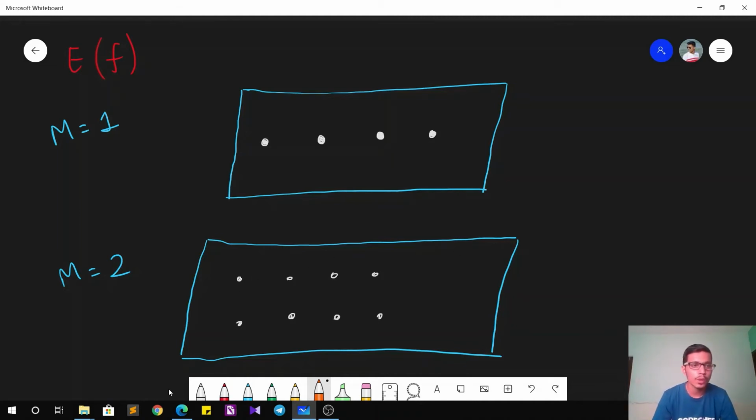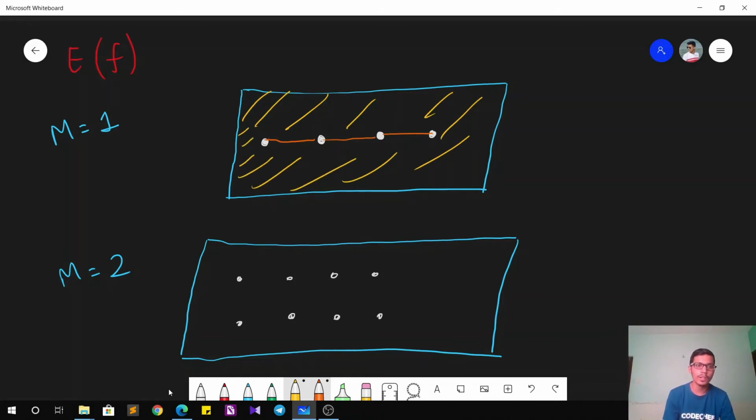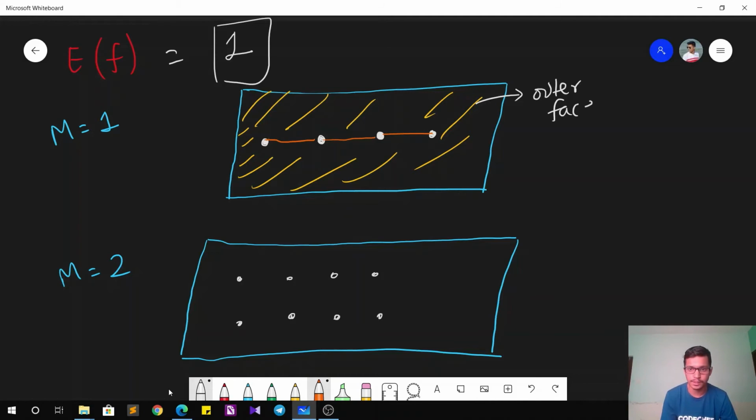To calculate the number of faces, it is pretty obvious in the first case, that is m equals 1, that there will be only one face in any case, because even if I draw edges like these, there is only one face in the plane, that is this outer face. So for m equals 1, the value of E of f is straight away 1, but just for the m equals 1 case. And I'll mention over here that this is nothing but the outer face.